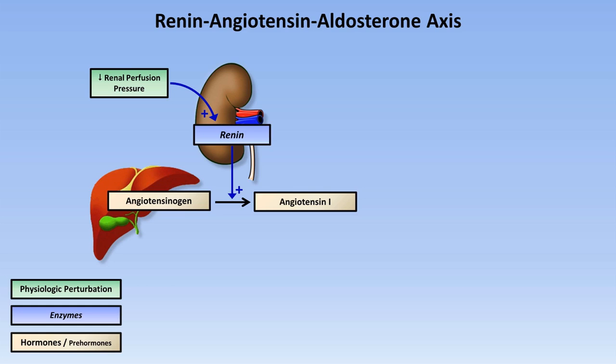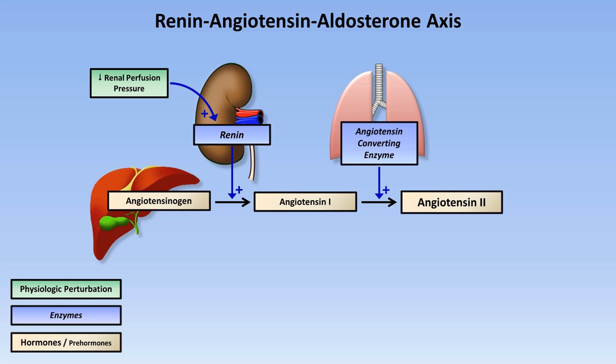Angiotensin 1 is then converted to the active hormone angiotensin 2. This is catalyzed by the angiotensin converting enzyme produced in multiple locations in the body, but primarily the lungs. Unlike renin, a clinically relevant stimulus for secretion of this enzyme is not well understood or described.